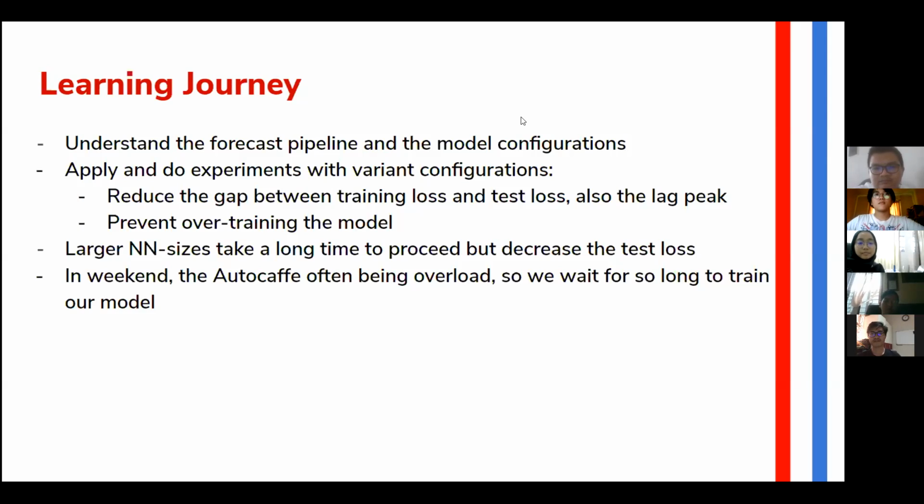And for the technical issues, on the weekend the after cafe was often overloaded, so we had to wait a long time to train our model.